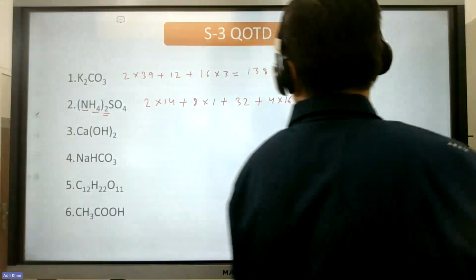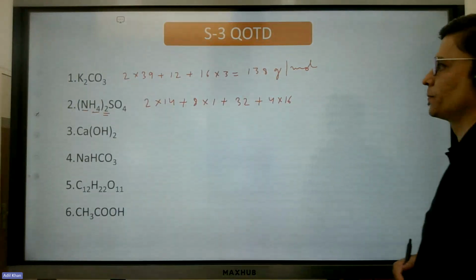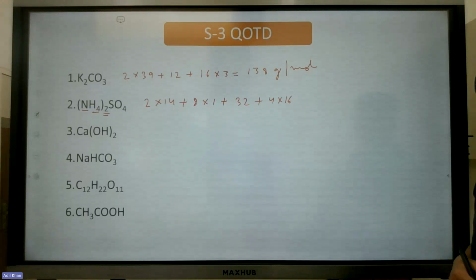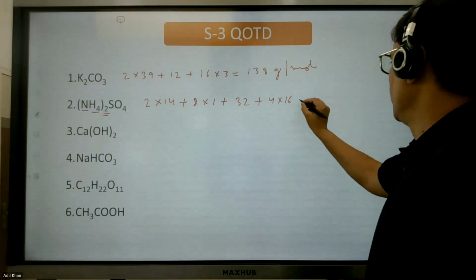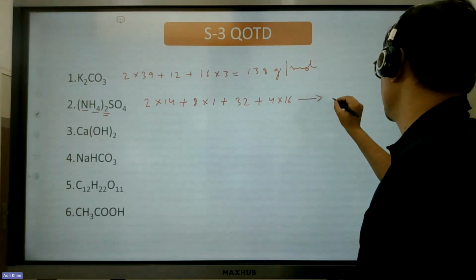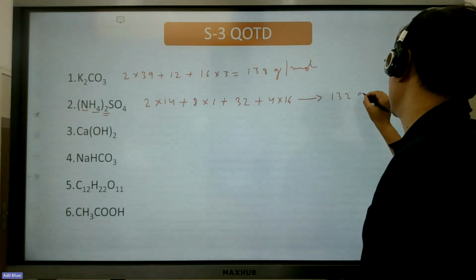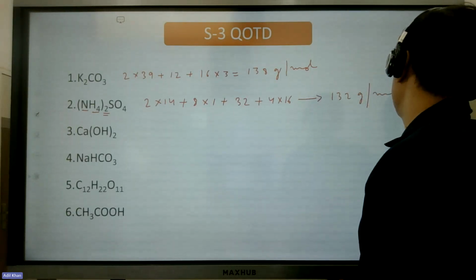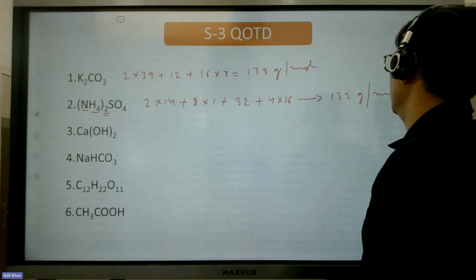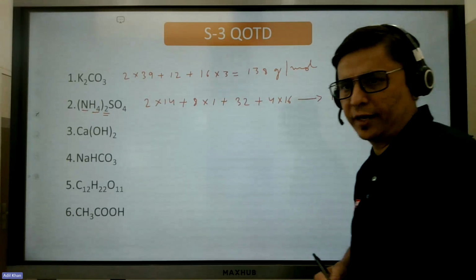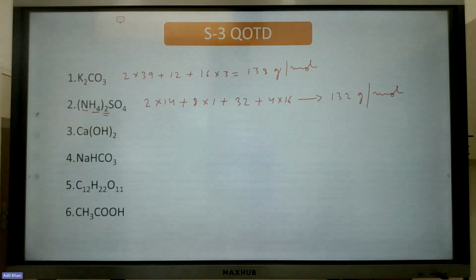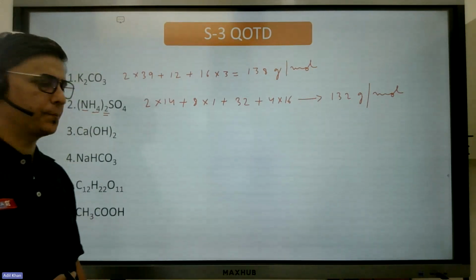It will be similar to the first one, closer to it. How much? 28, 32 and 4 into 16. So the correct answer for this is 132 gram for molecular mass, whereas molar mass is gram per mole, the unit, okay. So 132 is the correct answer for your ammonium sulfate. It's a type of fertilizer.